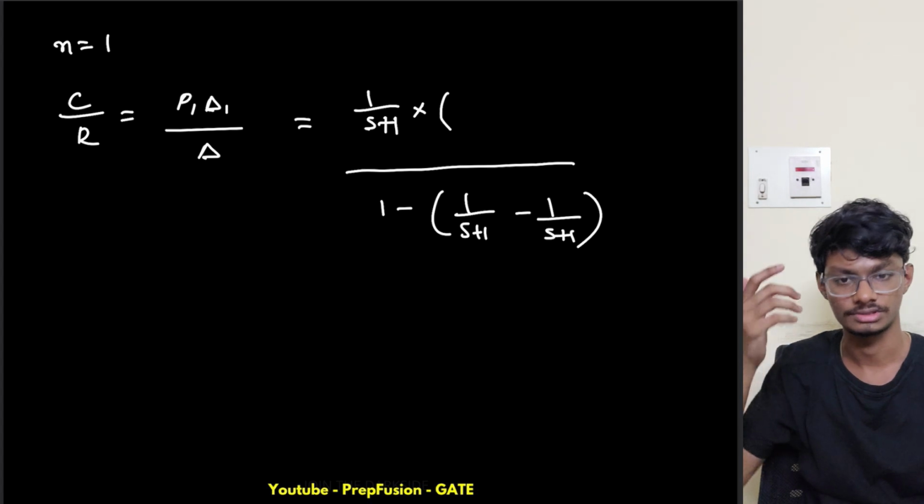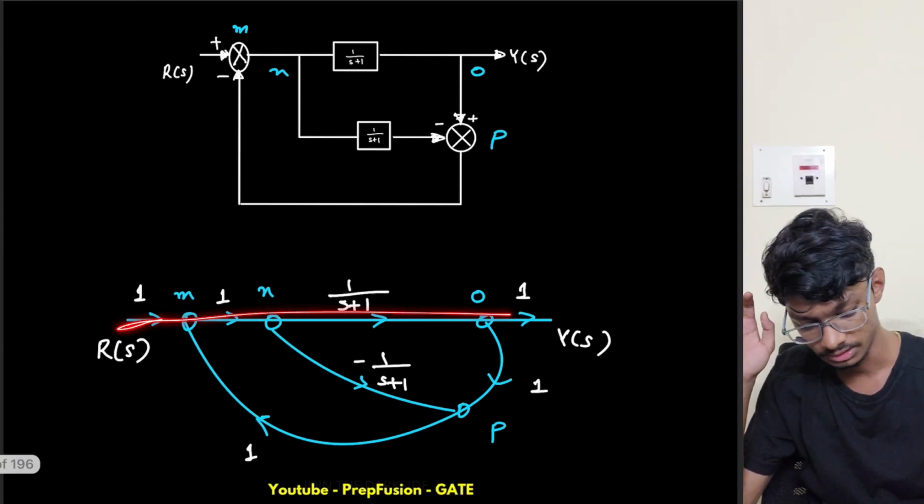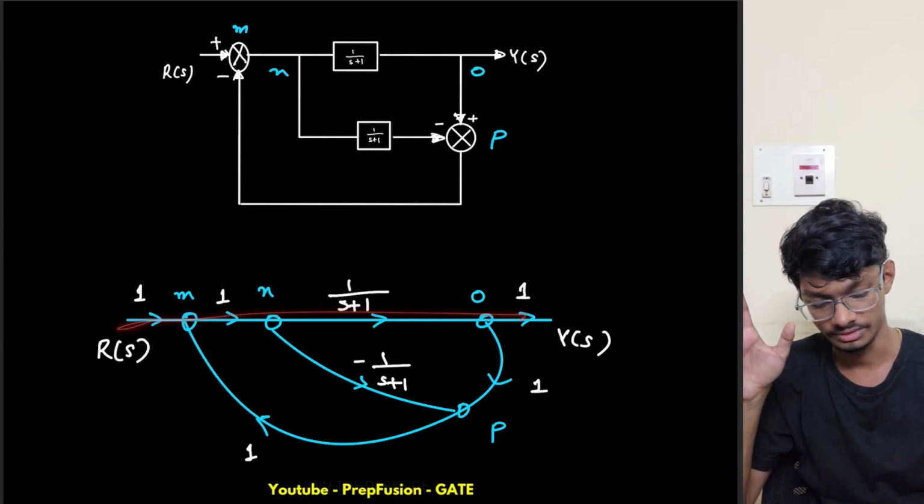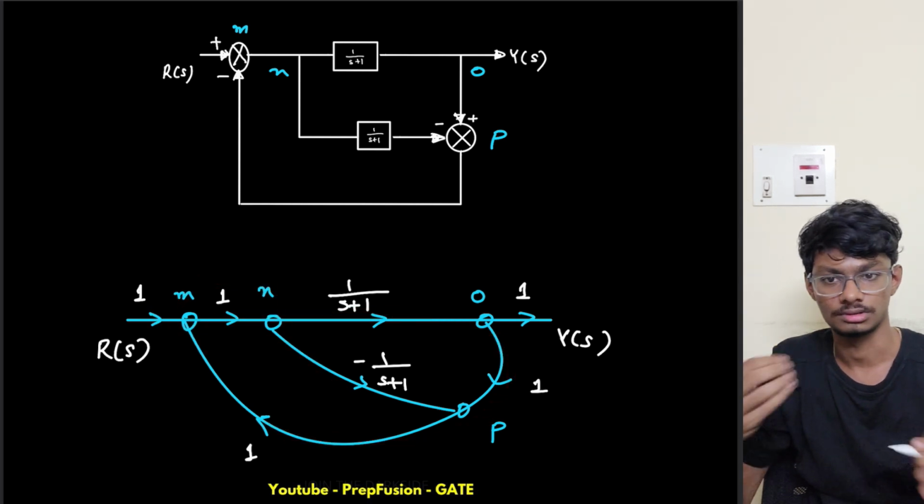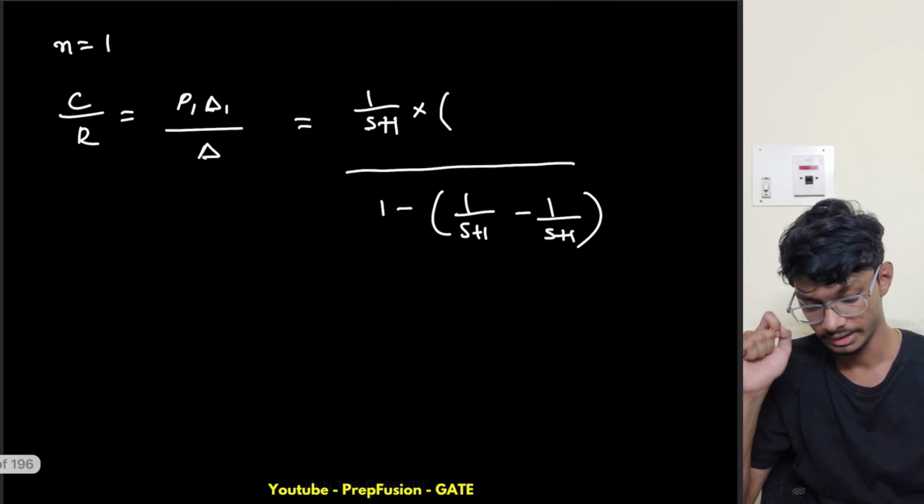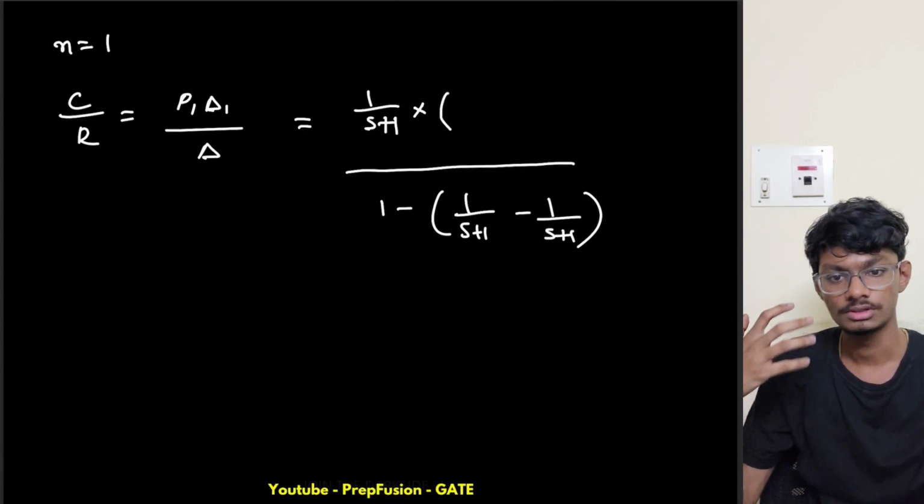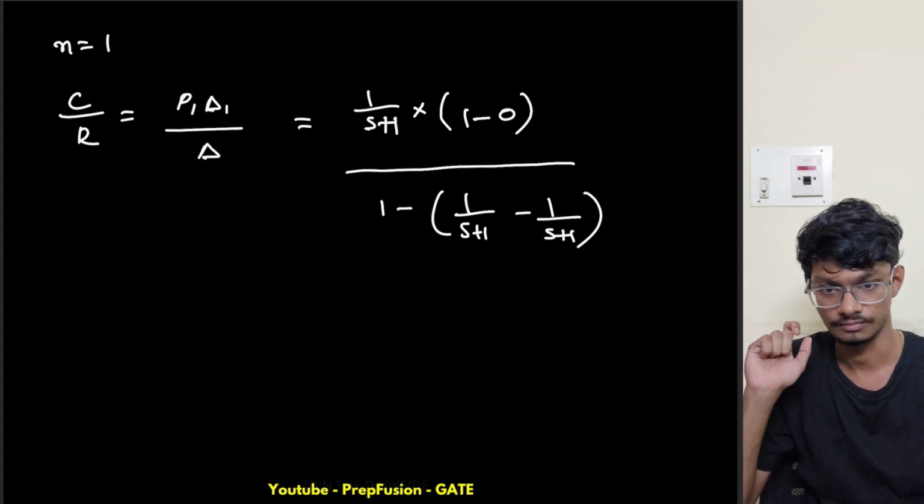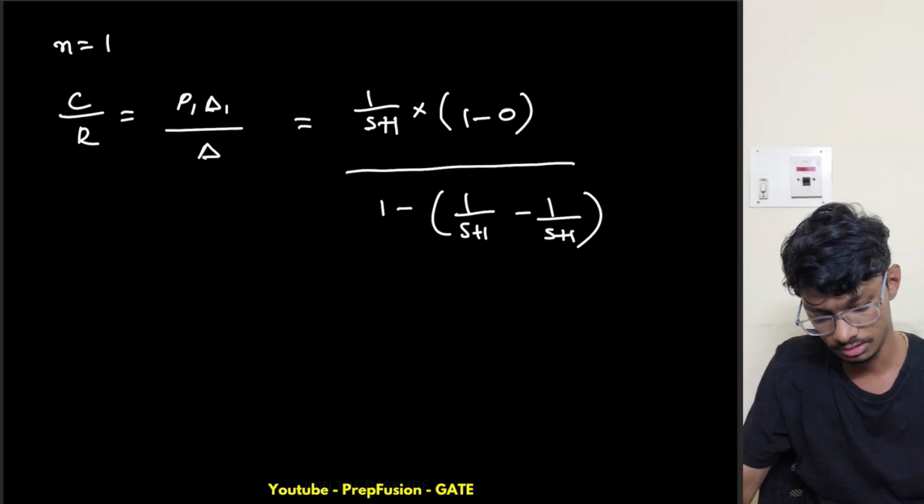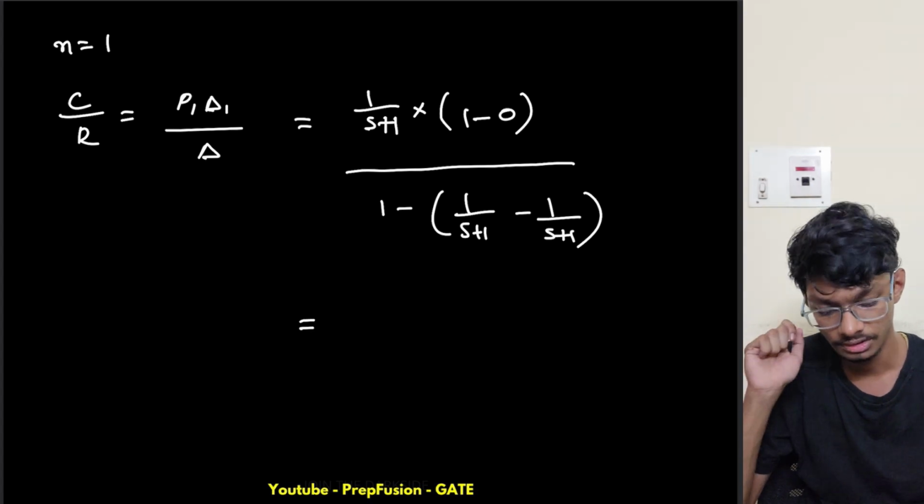There aren't any non-touching loops. Now if I remove the forward path, are there any loops left? No, obviously all the loops, right, have to follow this path. So if I remove this, then there aren't any individual isolated loops left. So what I will do is simply write here 1 minus 0. Okay, so I can from here directly write what is the transfer function.